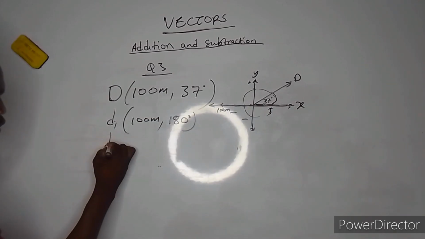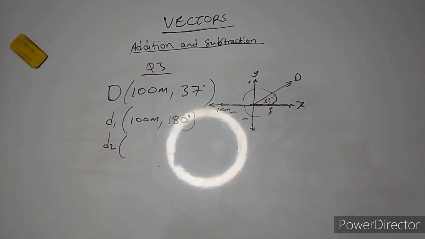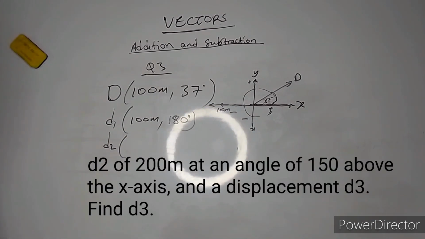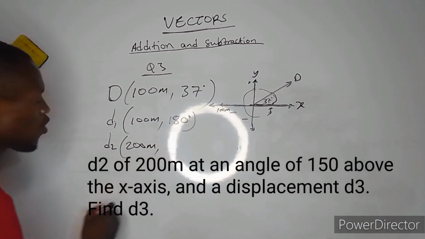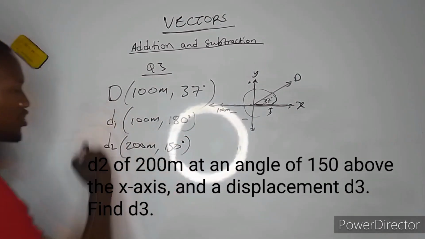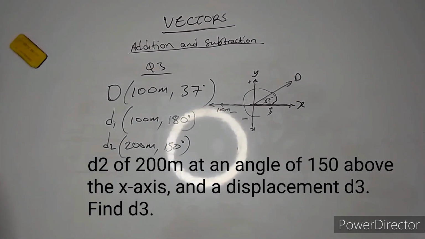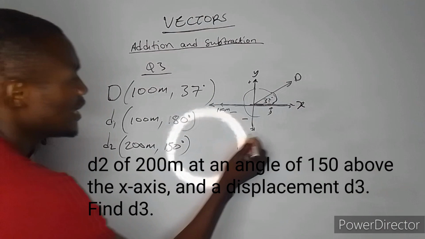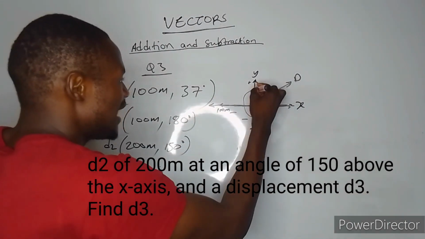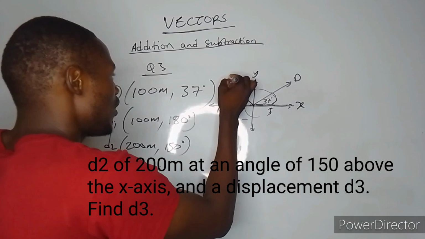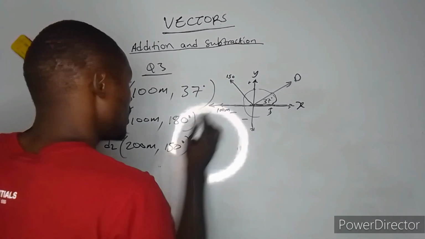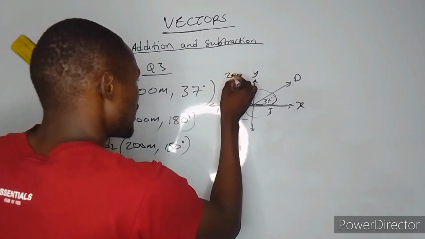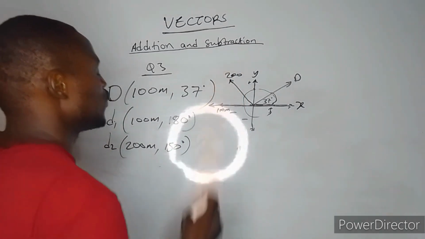Then vector d2. What are they saying about vector d2? They are saying vector d2 of 200 meters at an angle of 150 degrees above the x-axis. We know that this is 0, 90, then here maybe somewhere 150. So this will be our 150, and 200 meters, which is our D2.